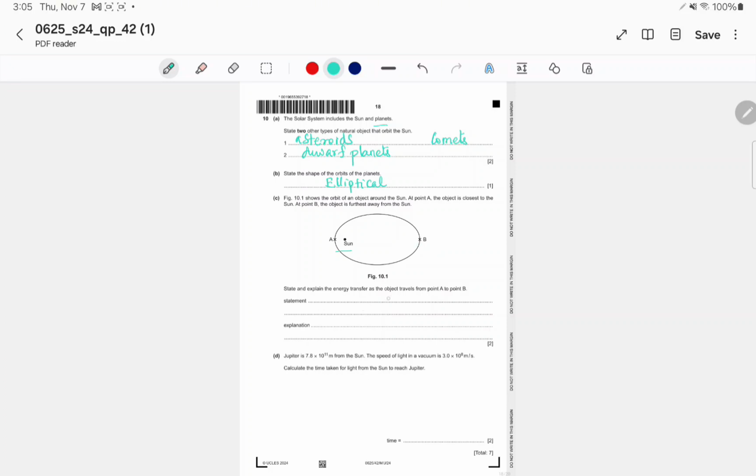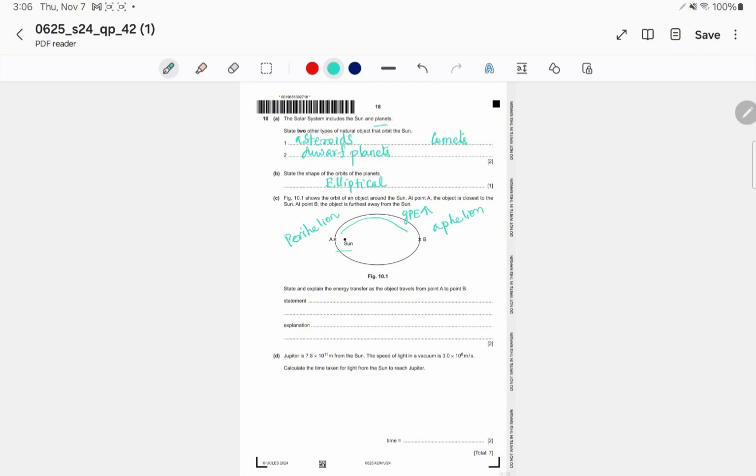State and explain the energy transfer as the object travels from point A to point B. As point A is closest, this point is perihelion. It is further apart here, so it is aphelion. So the statement is, as the object moves from A to B, its gravitational potential energy, GPE, increases.